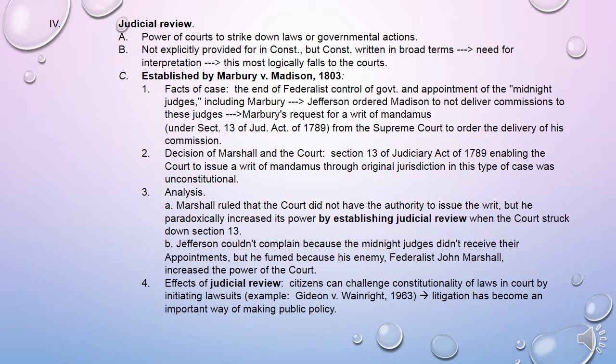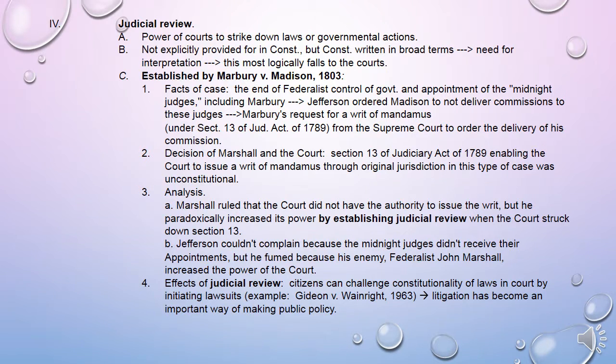Okay, so in the decision, John Marshall said that this Section 13 of the Judiciary Act was unconstitutional. Okay, so Marbury didn't get to be a judge. So this is the kind of funny part. When we take a look at what happened here, Marshall ruled that the court did not have the authority to issue this writ. But he paradoxically increased its power by establishing the fact that he got to decide whether or not they could do this, which was called judicial review.